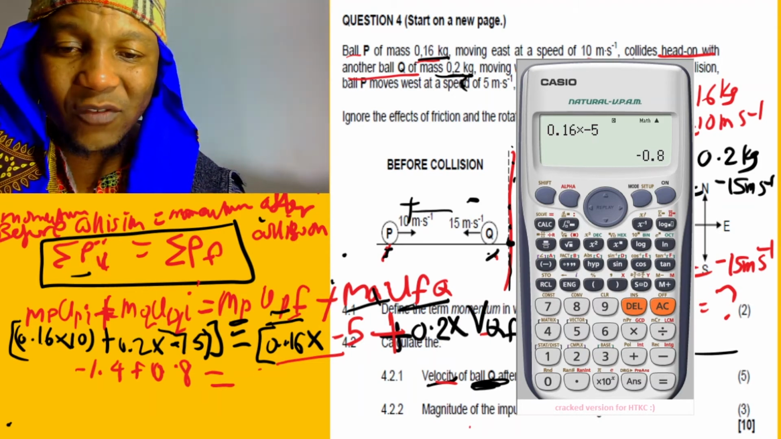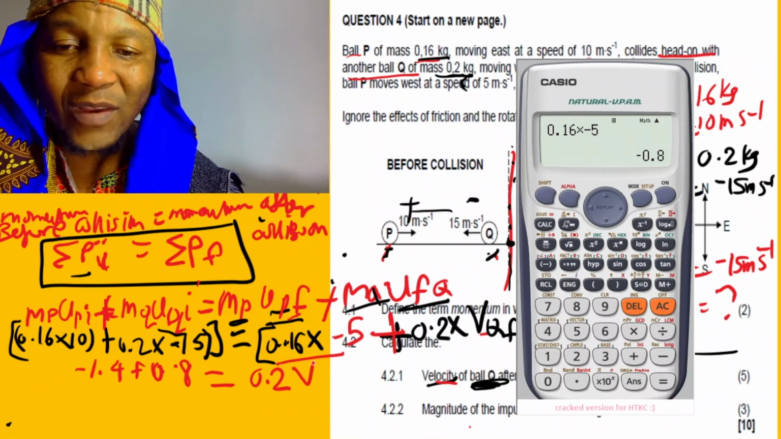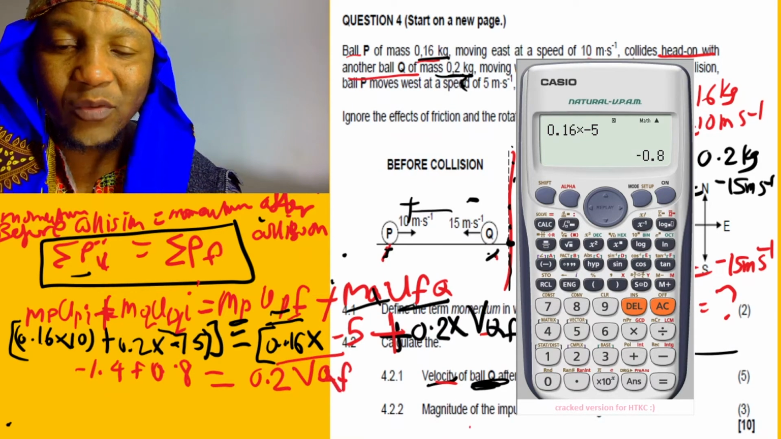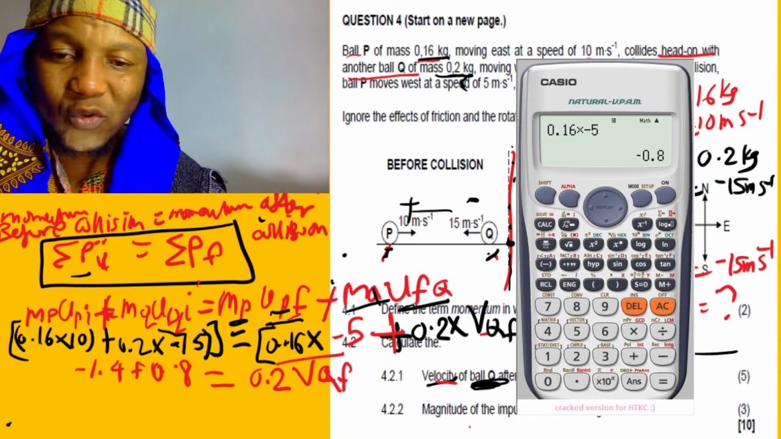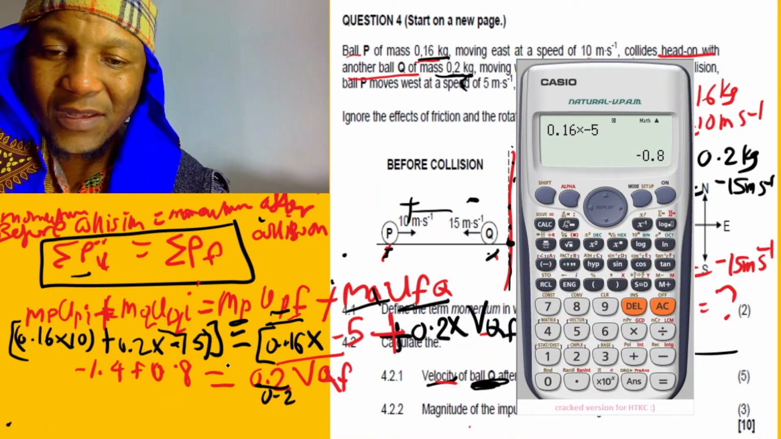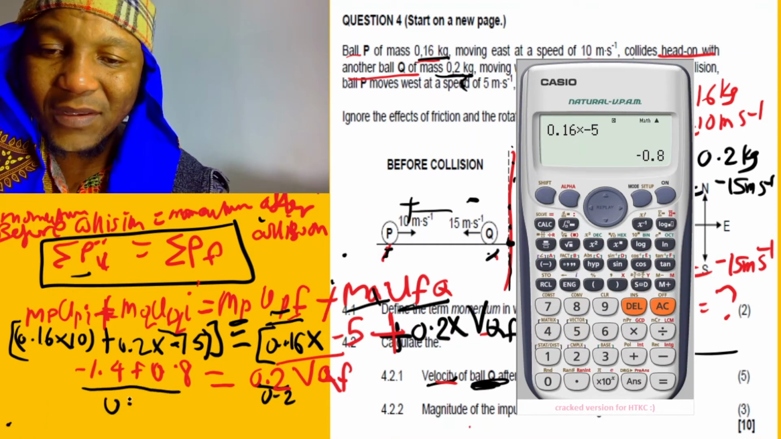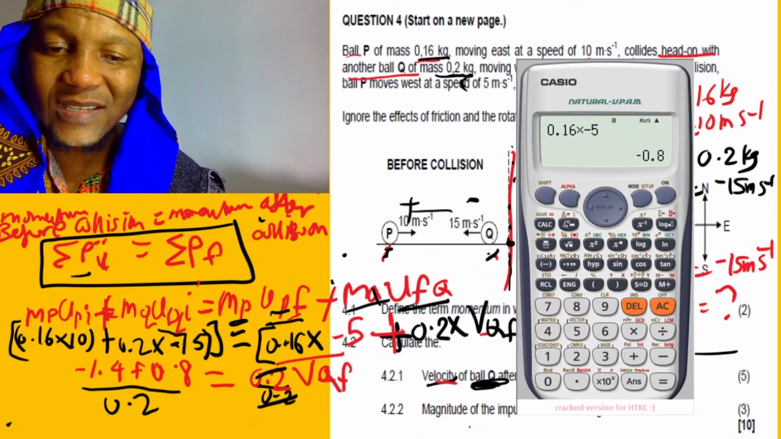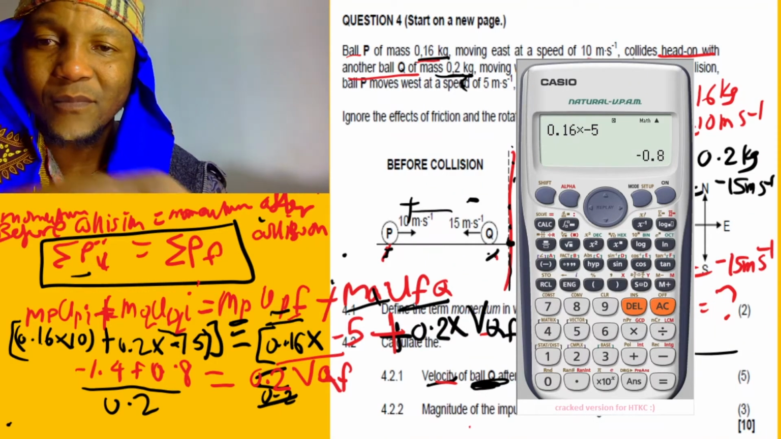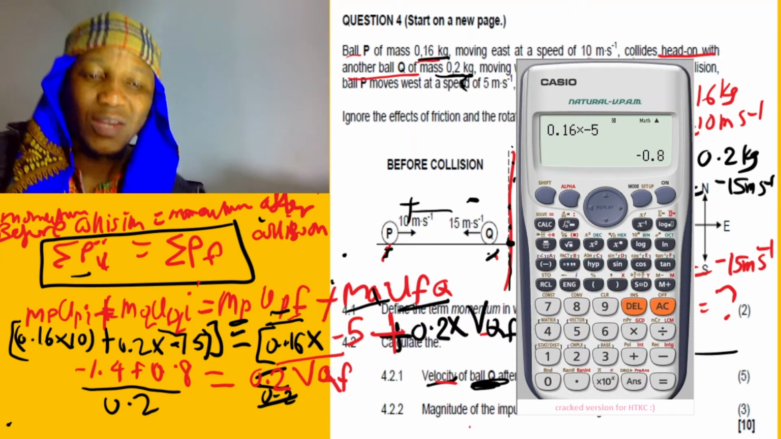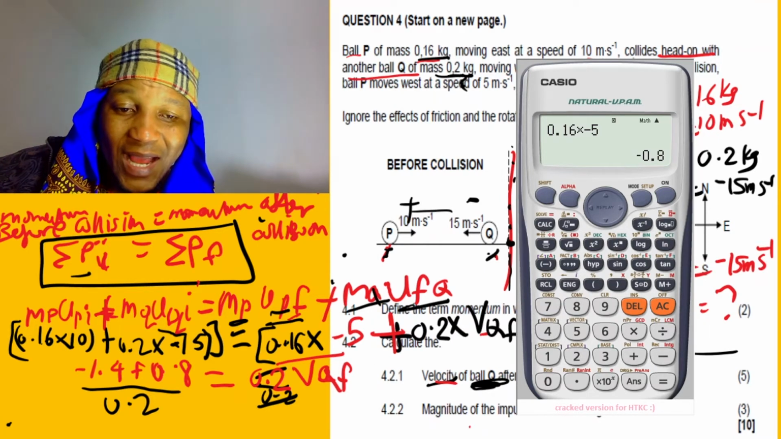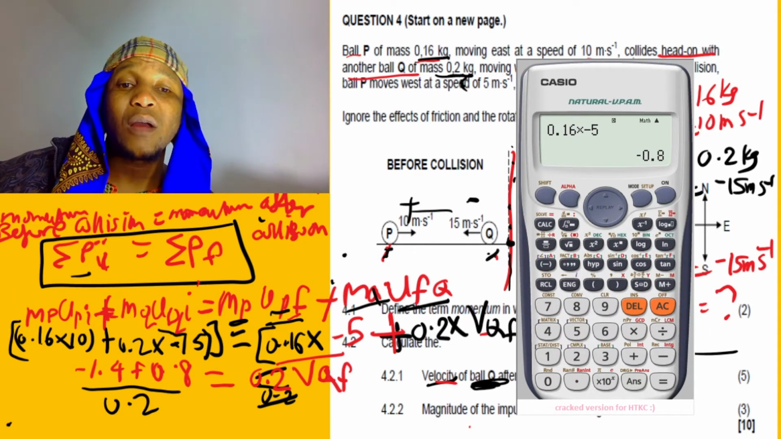Equal, so here we're going to be left with 0.2 velocity of Q final. So how are we going to get velocity of Q final? Divide by 0.2 throughout. This and this cancel. So VQ final equals, I can simply plug in the calculator. That's easy.